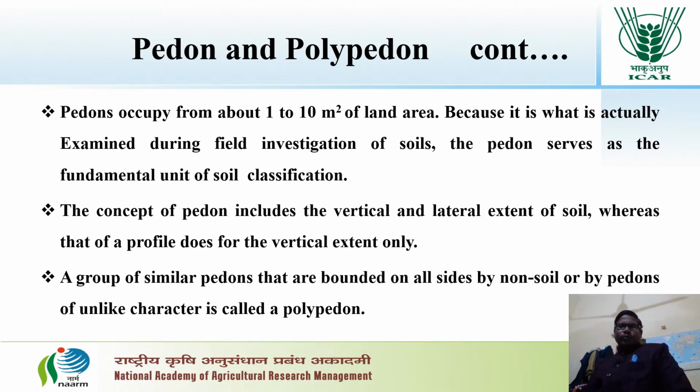Pedon and polypedon. A pedon occupies from about 1 to 10 meters square of land area because it is what is actually examined during field investigation of soil. The pedon serves as the fundamental unit of soil classification. The concept of pedon includes the vertical and lateral extent of soil, whereas that of a profile does for the vertical extent only. A group of similar pedons that are bounded on all sides by non-soil or by pedons of unlike character is called a polypedon.